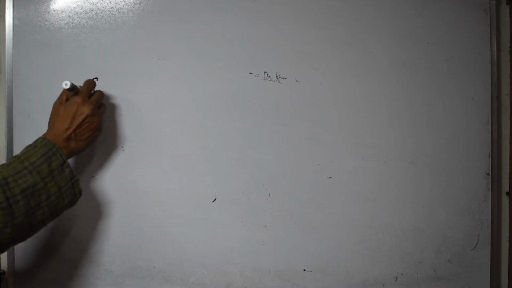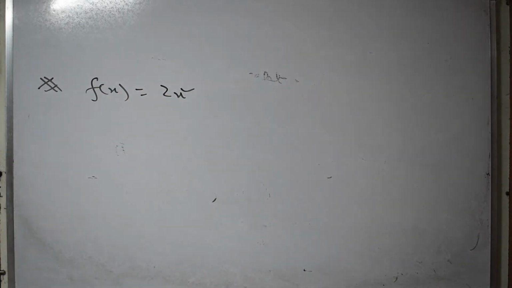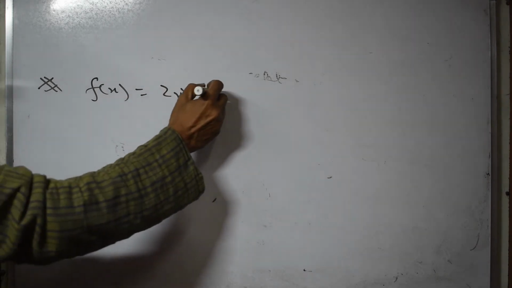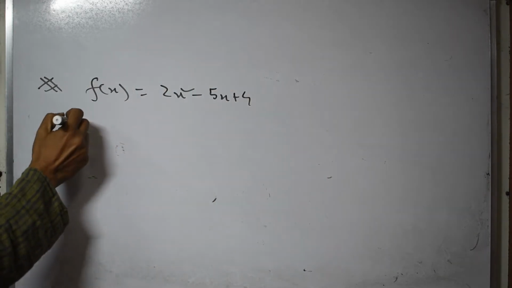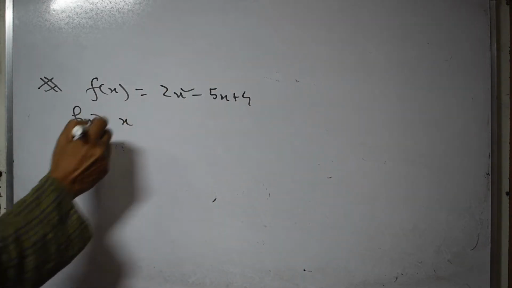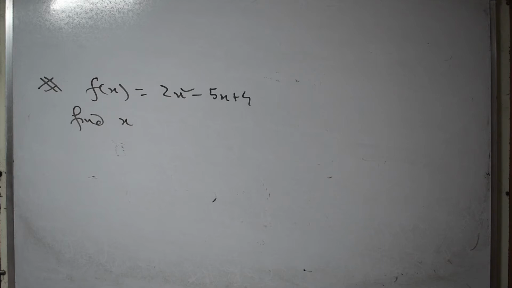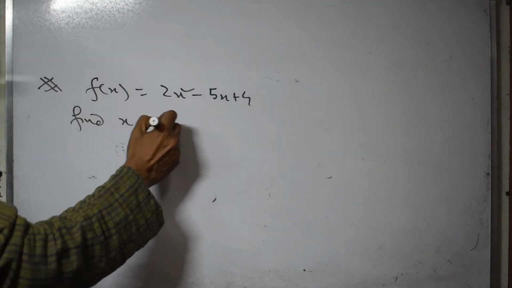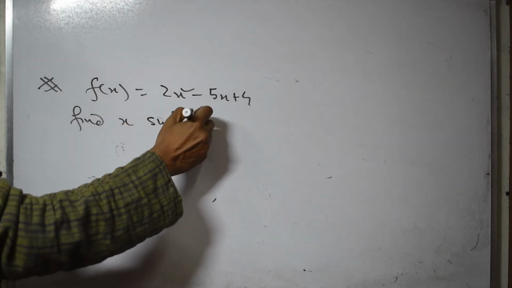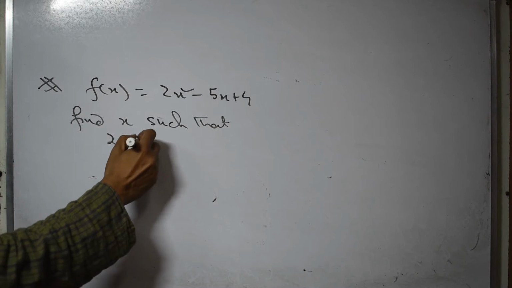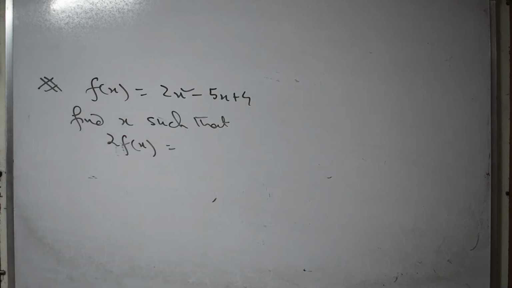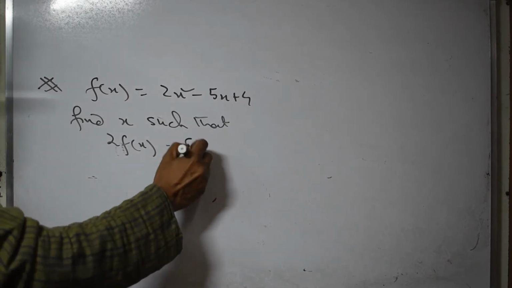Suppose we have, instead of y, f(x). We are discussing a problem. f(x), the function of x, is equal to 2x square minus 5x plus 4. Find the value of x such that 2f(x) is equal to f(2x). So this is the question.